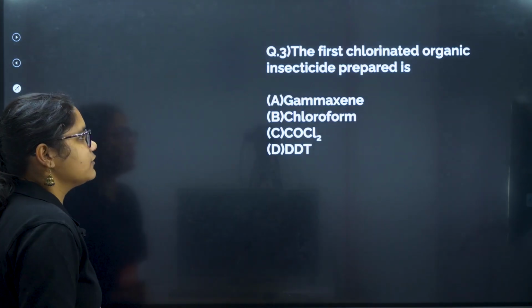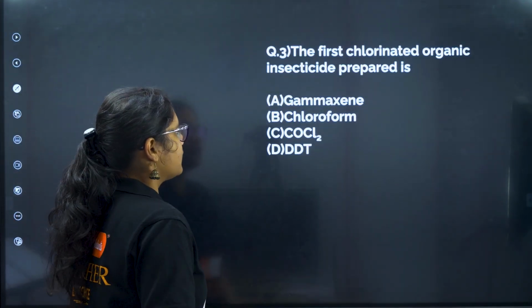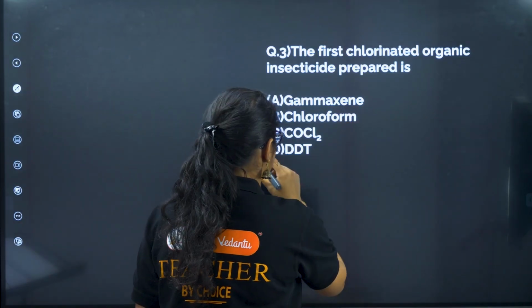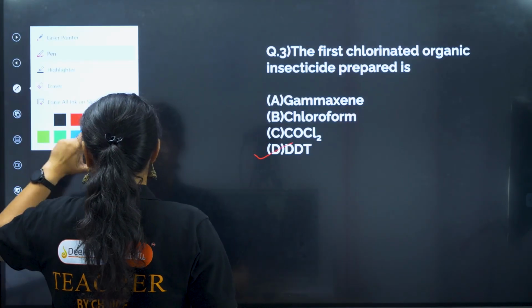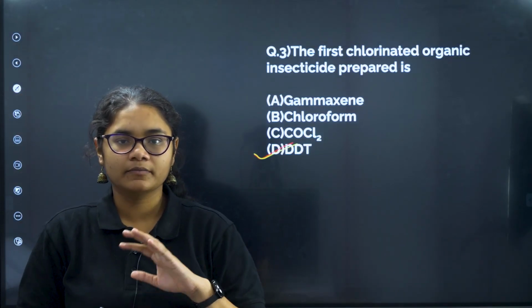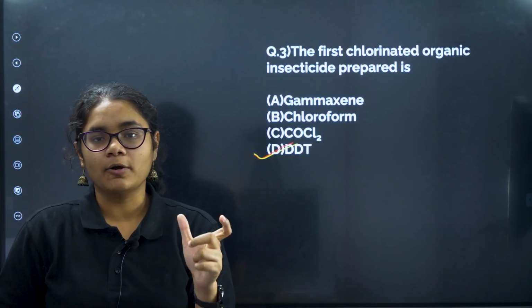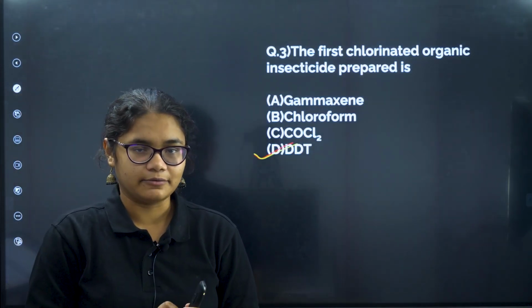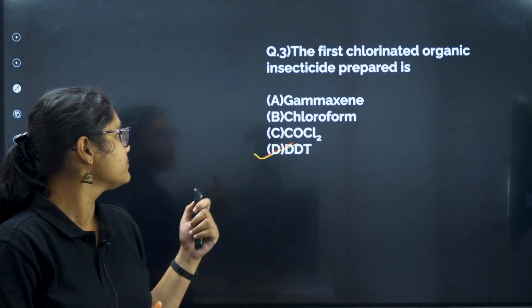Next question, the first chlorinated organic insecticide prepared is your DDT, okay. The correct answer for this question is option number D. So this has come from the important compounds of haloalkanes and haloarenes. So from there this topic is there.